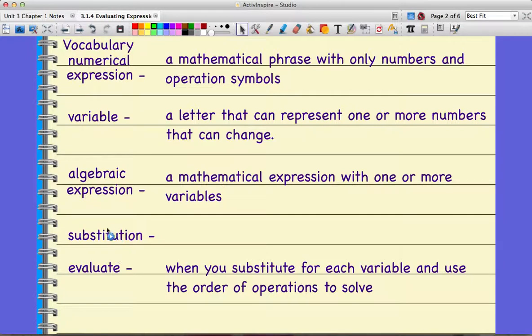Evaluate is when you substitute for each variable and use the order of operations to solve. And substitution is when you replace any variable with a number. So today we're going to talk about how to use substitution to evaluate expressions.